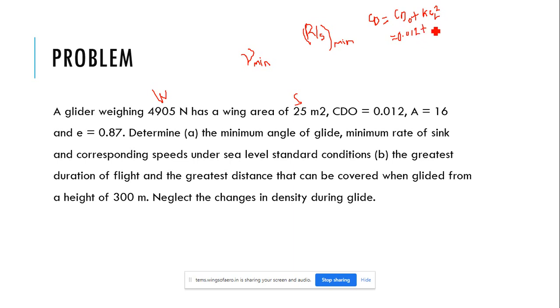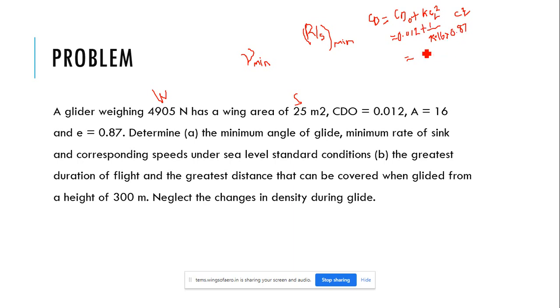So here CD0 is given, that is 0.012. We know the formula for K is 1 by pi A e. So 1 divided by pi, into the aspect ratio 16, into 0.87, that is the value of e. Then into CL square. So we don't know the value for CL square, so we can keep that CL square as it is.